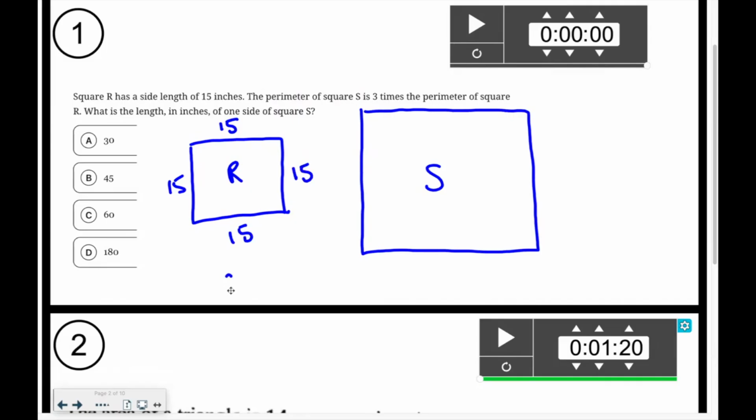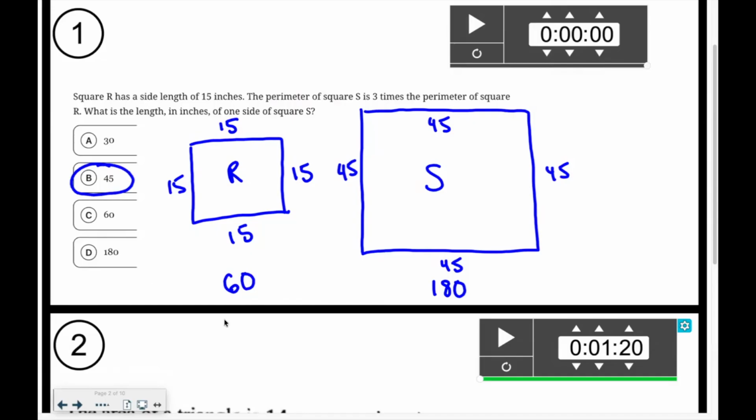which means the perimeter would be 60. And then it says the perimeter of square S is 3 times this. So if we multiply that by 3, that gives us 180. And then we want one side of square S. So all four sides are the same. If we divide this by 4, we would get 45. So all the side lengths will be 45. All right, so the answer to the problem is 45.